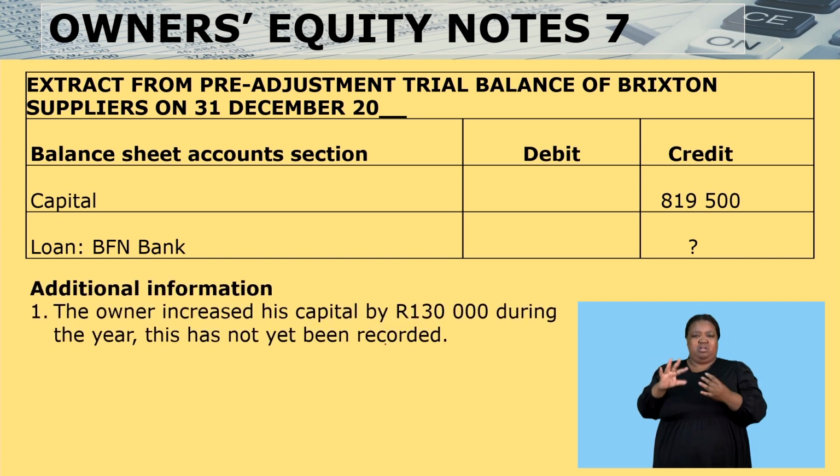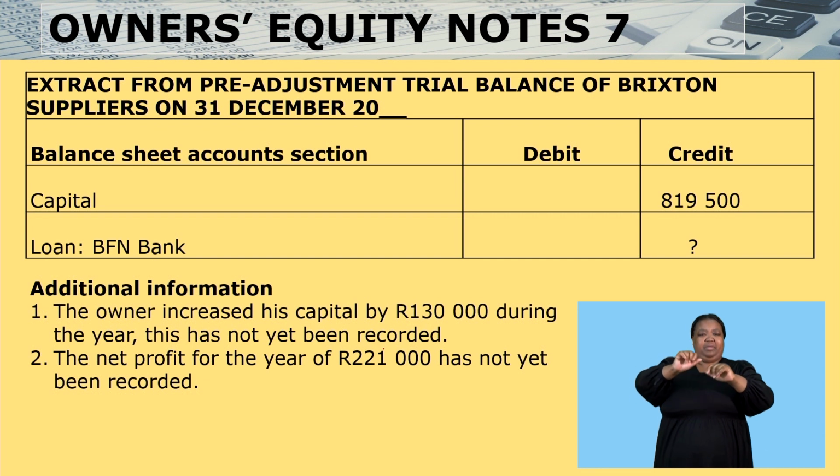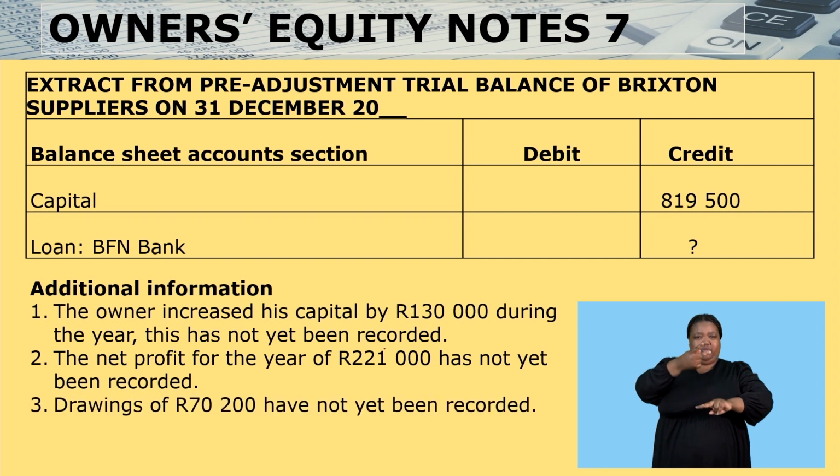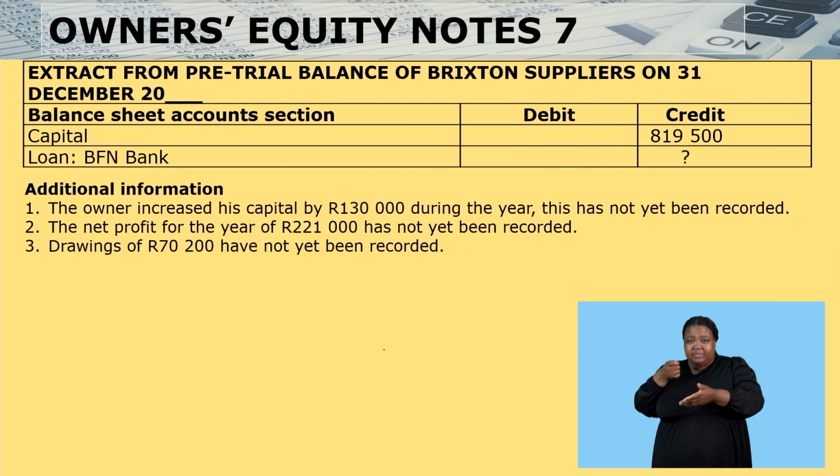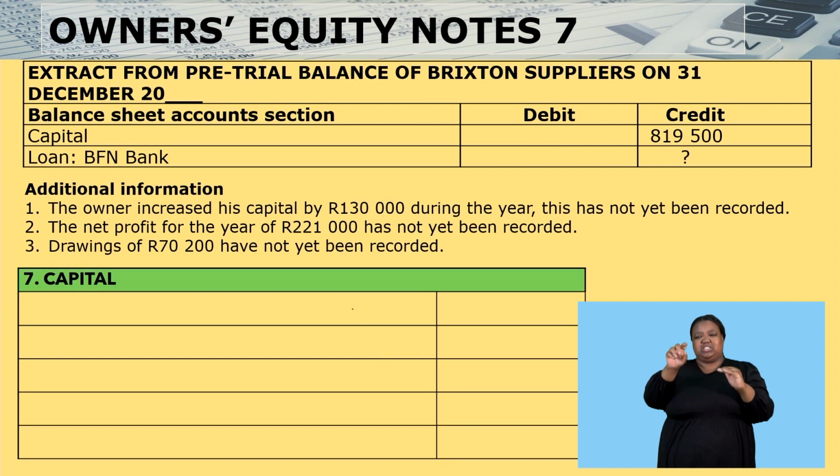And here is additional information. It says the owner increases capital, and this has not yet been recorded. We have a net profit, and we have drawings that have not been recorded as well. So we want to do these adjustments, and let's see how they affect our equity note. Okay, here is Note 7.